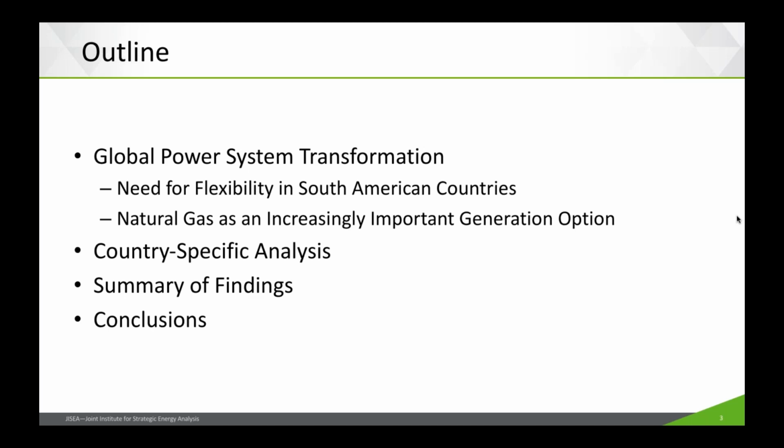And then Josue is going to look specifically at the 4 countries and think about some of the options that are available there. And these 4 countries include Argentina, Brazil, Chile, and Colombia.